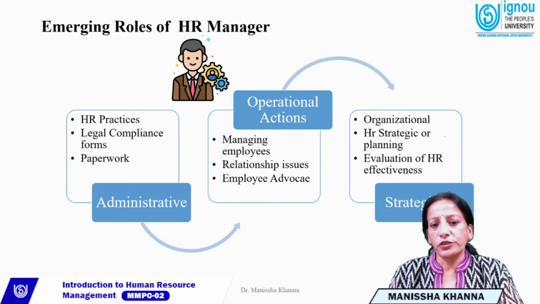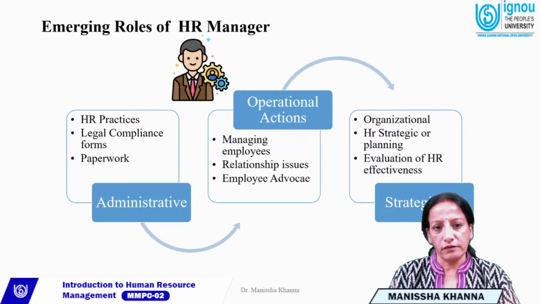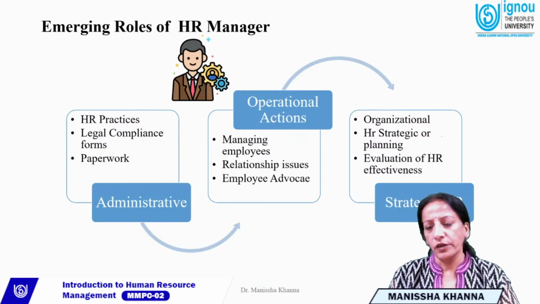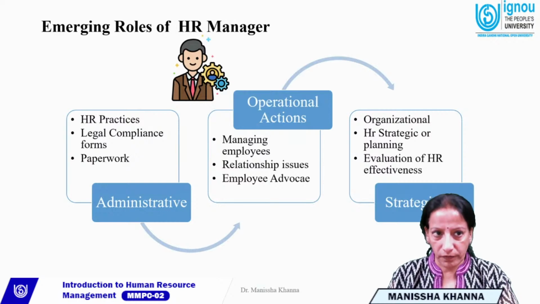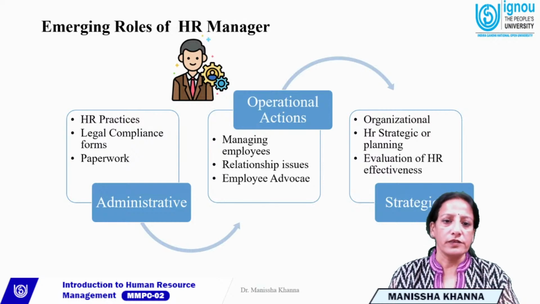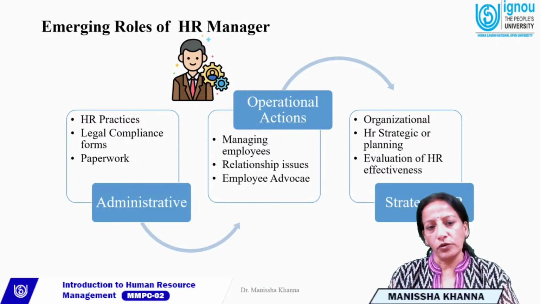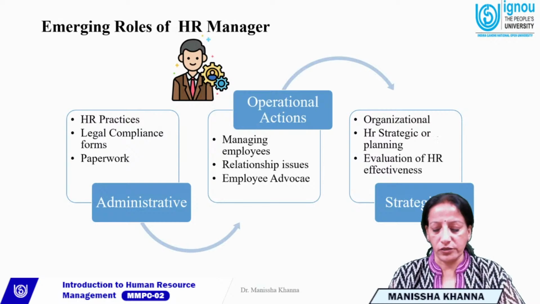When we talk about the operational functions, it is all about managing employees, their relationship issues, employee advocacy. Strategic HR is linked directly with the top management, where they see the organizational and strategic planning. Evaluation of HR effectiveness is seen, and accordingly, the strategies are made or amendments are required. They make the policies or the rules and regulations accordingly. Therefore, they are known as change agents of an organization.